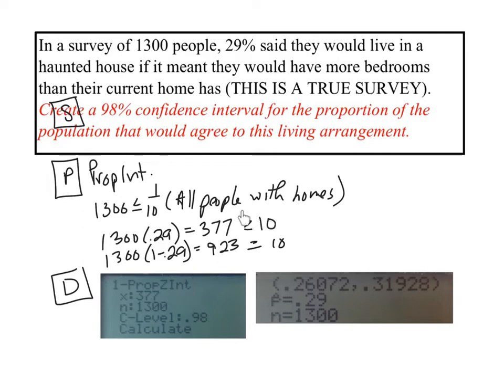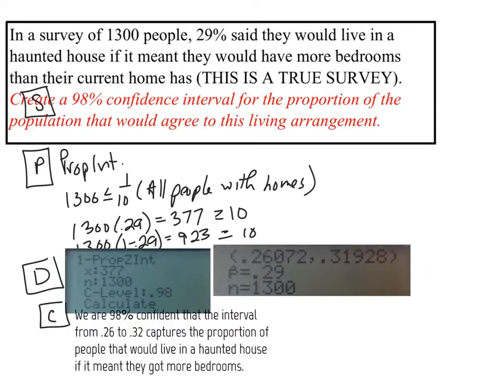And the reason we can use Z here is because we've added this condition that the sample means don't have: n times p and n times 1 minus p. And then when you hit calculate, here is our interval. And of course, you see it gives you a p-hat. Make sure you notice that x has to be the number that said they would do it. You can't type in 0.29 there, or you'll get an error message. So now let's do our conclude. We are 98% confident that the interval from 0.26 to 0.32 captures the proportion of people that would live in a haunted house if it meant they got more bedrooms.